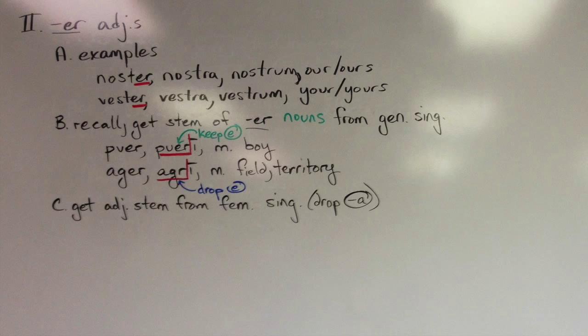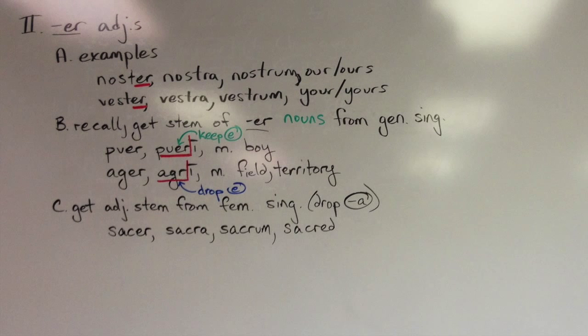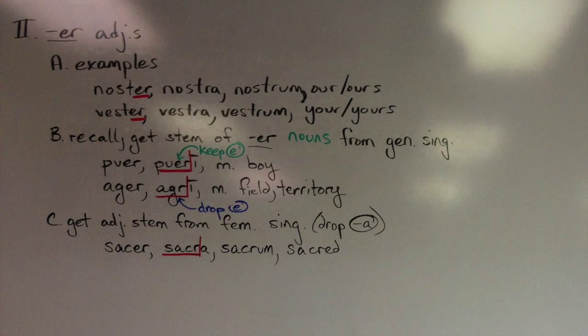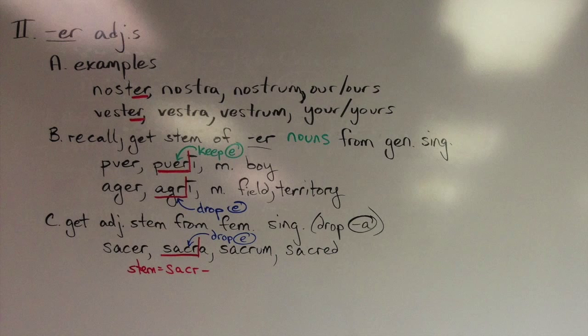So for instance, see if you can figure out which word the stem comes from in sacer, sacra, sacrum, and see if you can figure out what the stem is. If you figured it out correctly, you would see that the stem came from sacra, and that the stem would be S-A-C-R after dropping the A off of that. So we know that the rest of the forms of sacer also will not have an E.